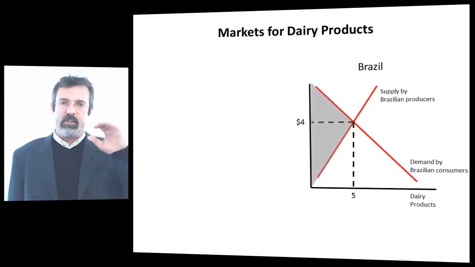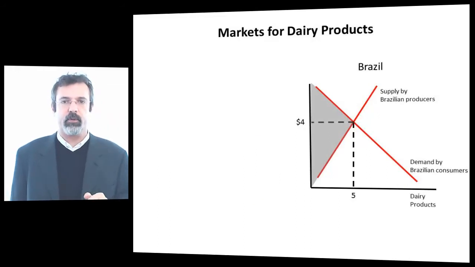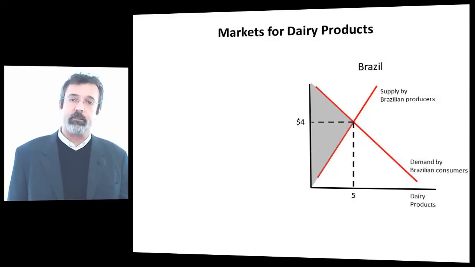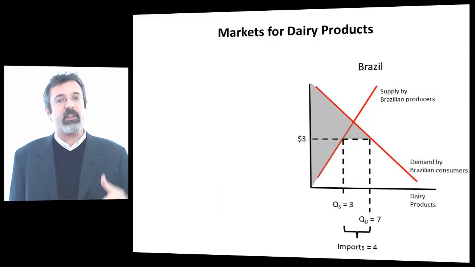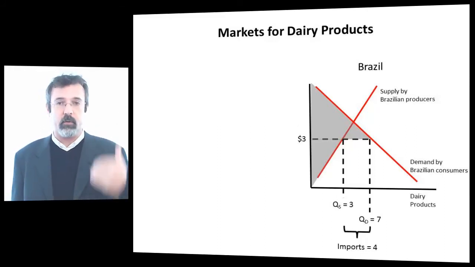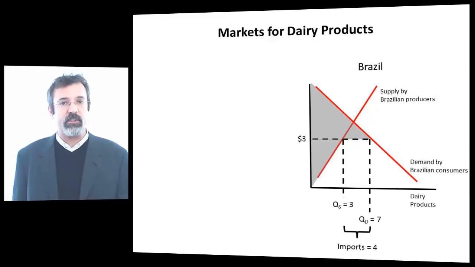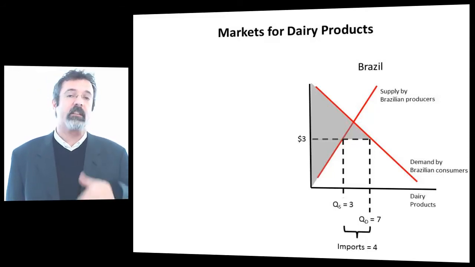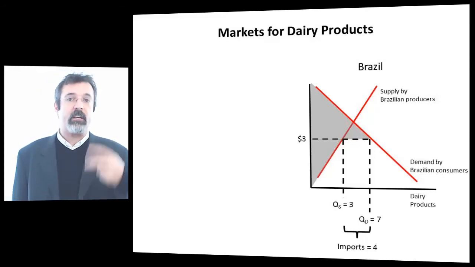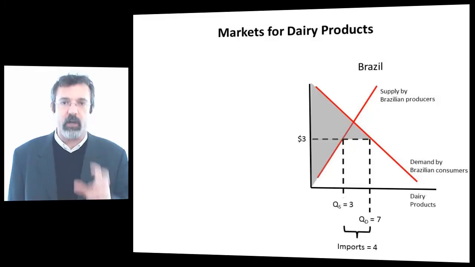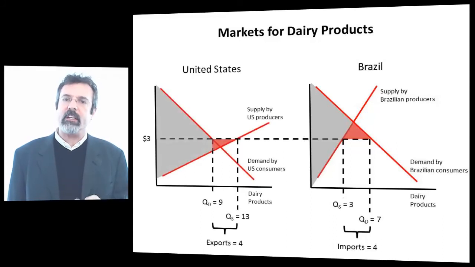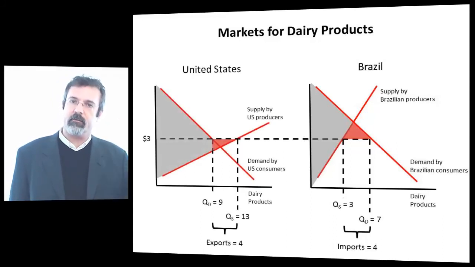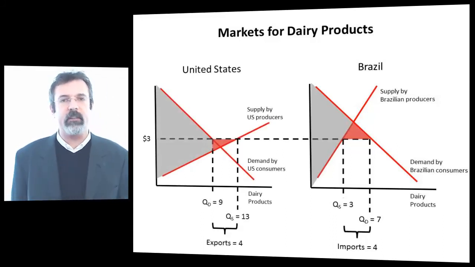In autarky, the Brazilians have a certain consumer surplus and a certain producer surplus. When they open their markets to trade, they now trade at the world price of $3. Consumer surplus in Brazil is everything above the $3 price and below demand. Producer surplus in Brazil is everything below the $3 price and above supply. Comparing before and after, we see that the market surplus in Brazil is greater than it was in autarky. So not only have the Americans benefited from trade, but the Brazilians have benefited as well.